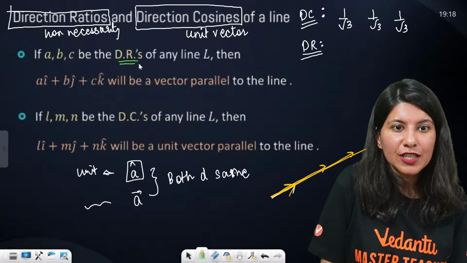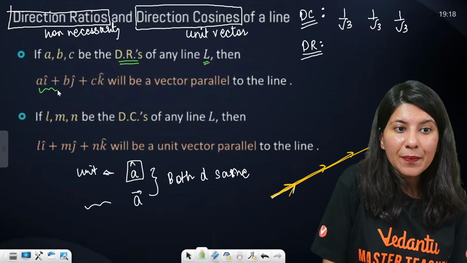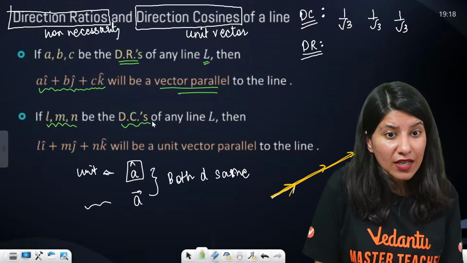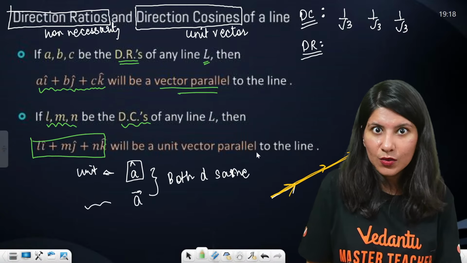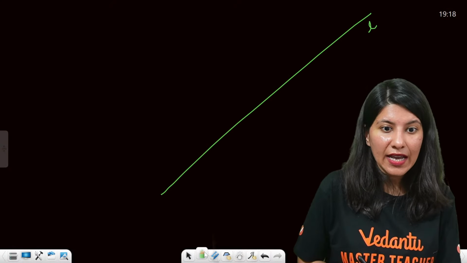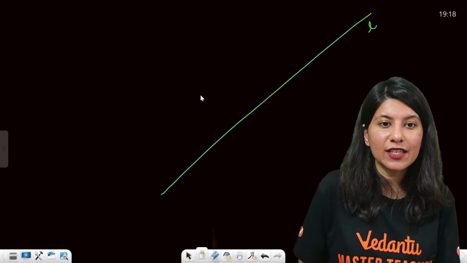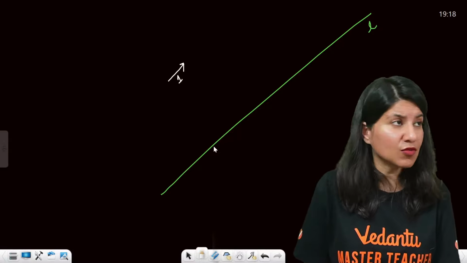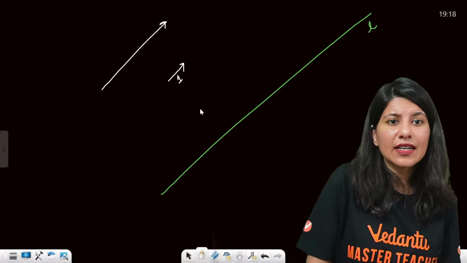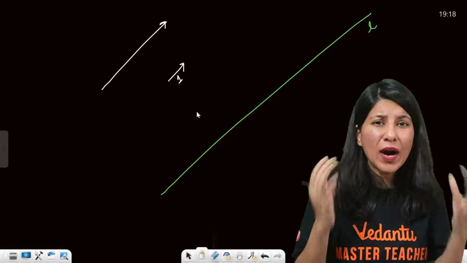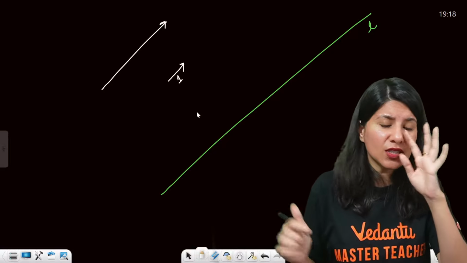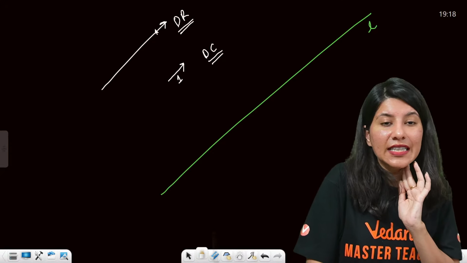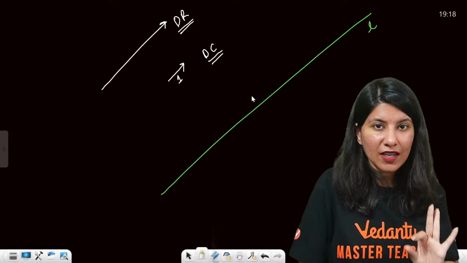A, B, C be the direction ratios of any line L, that means A cap, B cap, C cap be a vector, any vector parallel to the line. But if they represent direction cosines, then it will become a unit vector parallel to that line. Suppose you have a line, and somebody tells me to draw a direction cosine. I'll say, okay, this is a direction cosine whose magnitude is 1. But if somebody asks me to draw a direction ratio, I'll draw a random line whose magnitude can either be 1 or not 1. I'm not concerned about magnitude, but the direction should be the same as that of the line. So this is your DC and this is your DR. DR could be of any magnitude, but DC should be of a specific magnitude, that is 1.